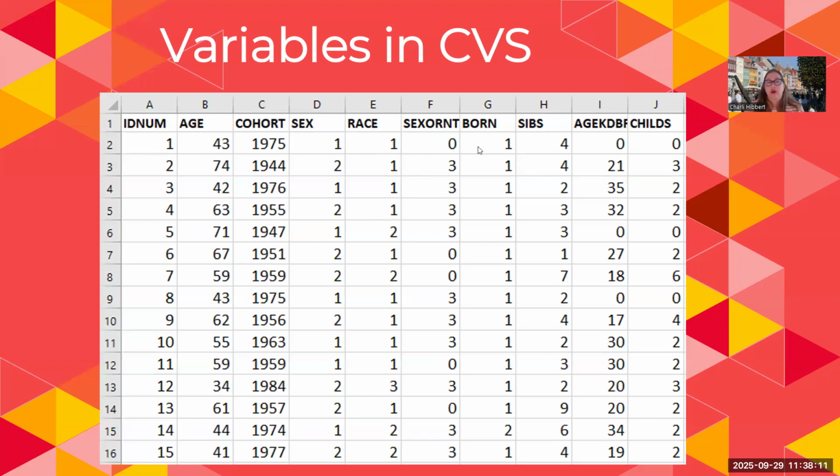Each row across is a participant, and these are all variables. The ID number is not a variable ever. ID number, we never analyze it. It's just the way that we can organize our data. But age, cohort, sex, race, sexual orientation, born, number of siblings, age when kids were born, number of children, all of those are variables. So I hope this gets you ready for lab 1.